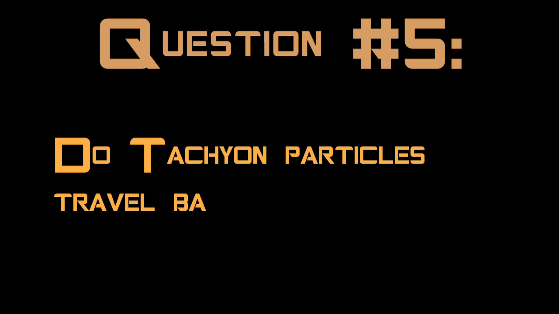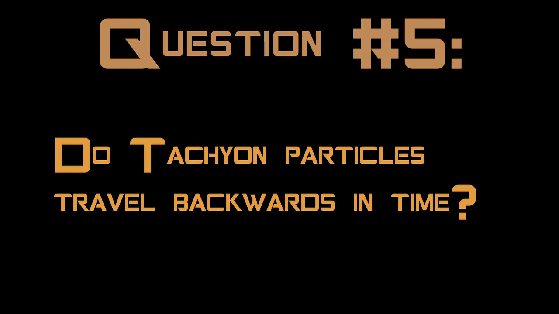Tachyon particles. The actual question that we got was, do tachyon particles travel backwards in time? Before we go into explaining whether or not, what is a tachyon particle? A tachyon particle is a hypothetical subatomic particle that moves faster than the speed of light. I thought nothing could move faster than the speed of light. That's why it's hypothetical. If it actually follows the rules that general relativity says, then it wouldn't be able to interact with anything physical. But if it can't interact with anything, then we have no way to prove whether it exists or not, right? Yeah, it's kind of part of the catch-22 of tachyon particles.